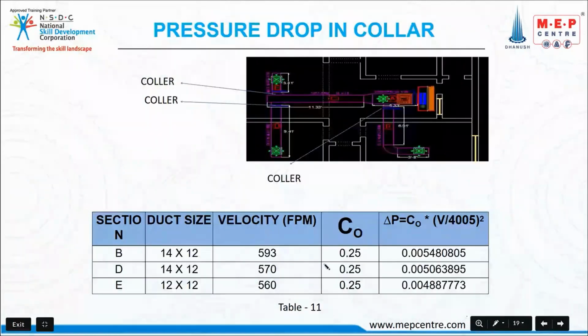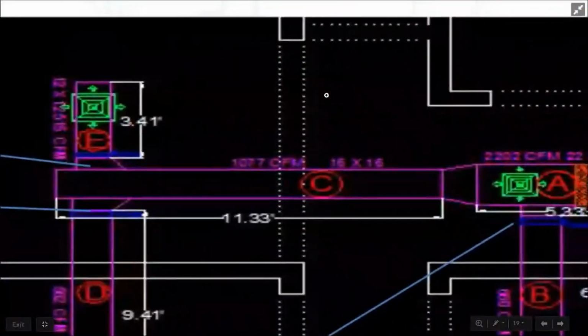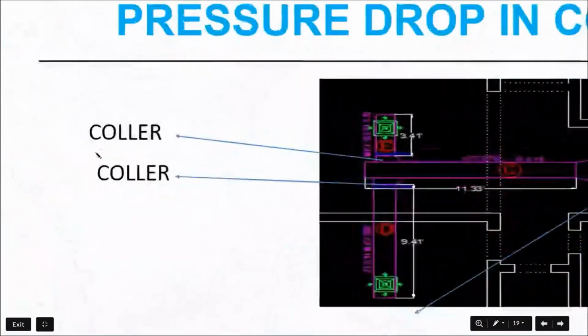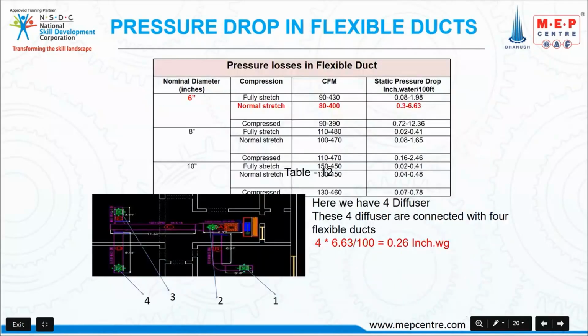Okay. Next, we have the shoe collars. Where are the shoe collars? We have a shoe collar at section B, section D and section E. According to that, we have taken the face velocity of section B, section D and section E, and the C0 value is 0.25, and we find out the delta P values. Clear? Yes sir.